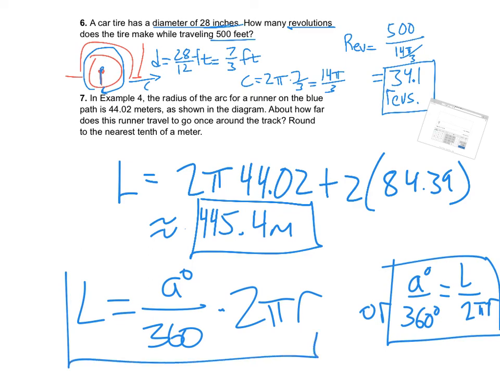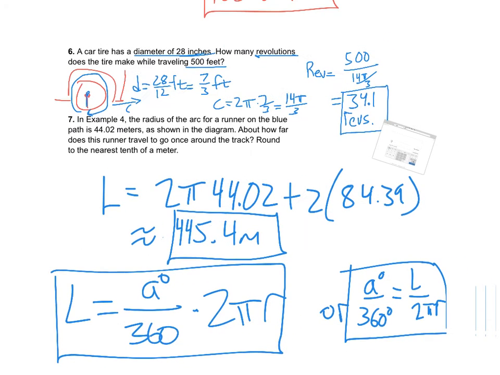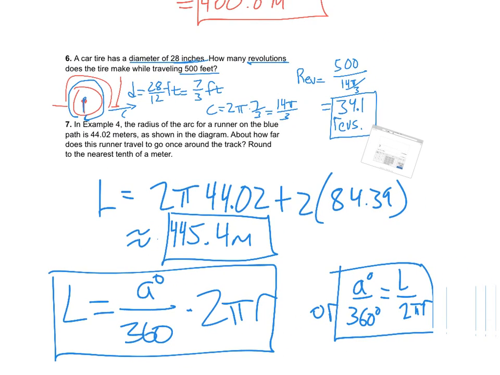All right, there you have it. Now we can find circumference and we can find the partial arc length as well. So keep working hard, do well.